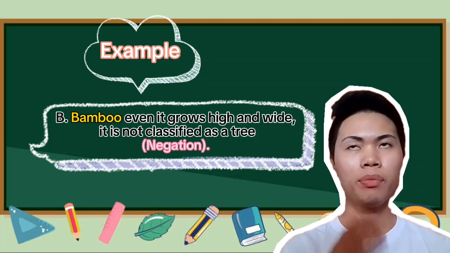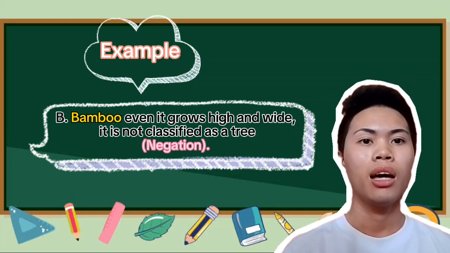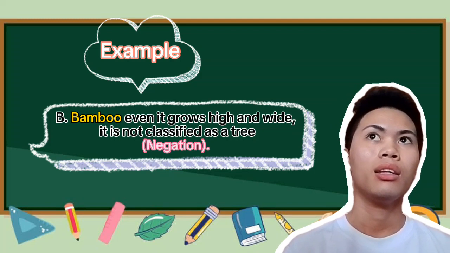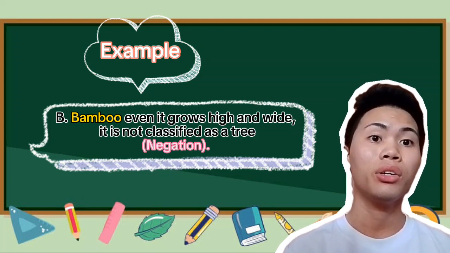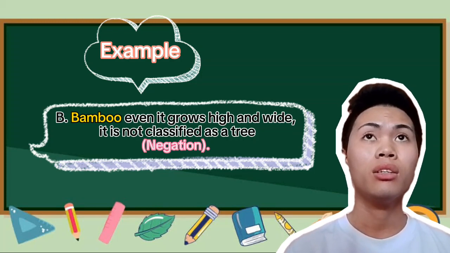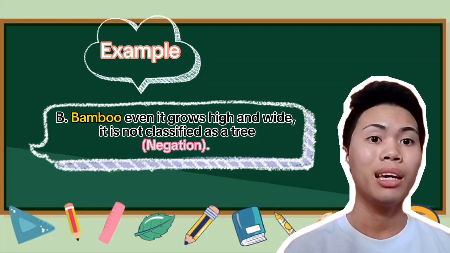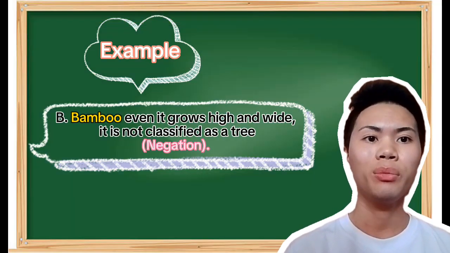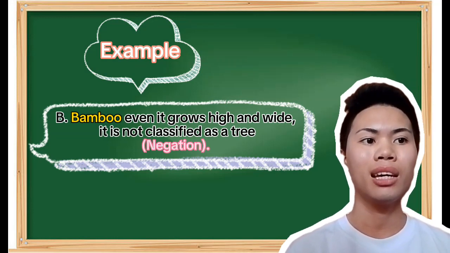For example, your friend told you that she is your mother. Even though she told you that she is your mother, on your side, she's not your mother. Okay, so that is a negation.